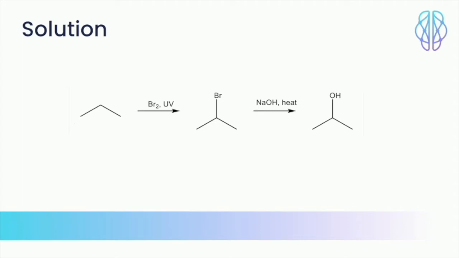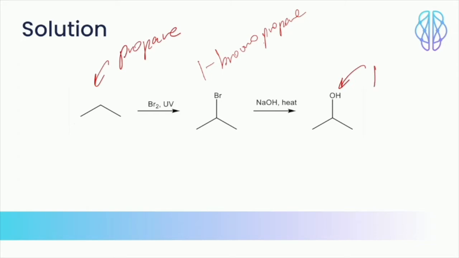So we have our propane here, and then it undergoes a bromination reaction in the presence of UV light to form 1-bromopropane. And then, in the presence of sodium hydroxide and a bit of heat, on a reflux preferably, we form the alcohol, which is propanol. So in this way, we get propanol from propane.